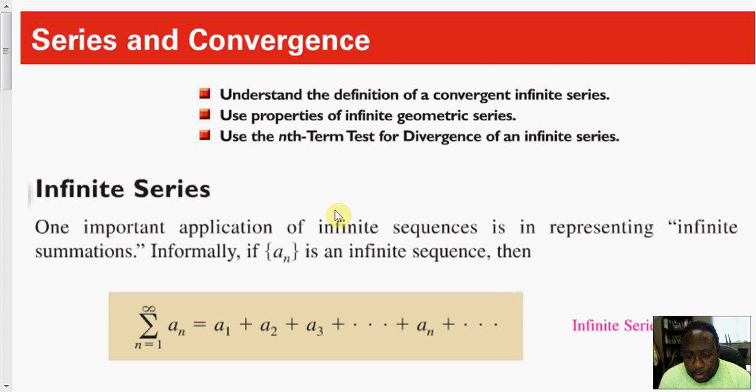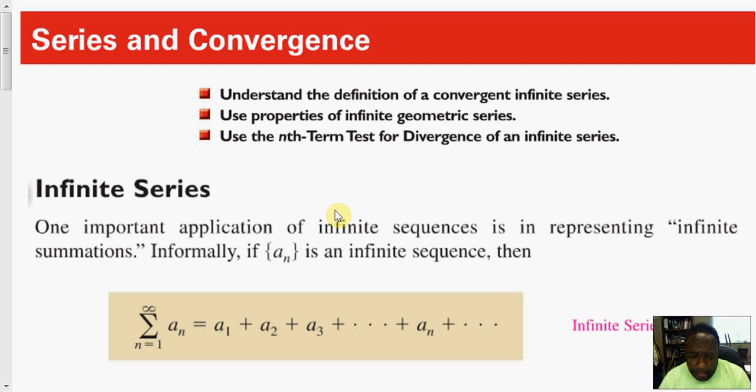Series and convergence. In this section, we talk about first the definition of a series and how it is possible for a series to converge or diverge for that matter. And then we look at three very important series. One, the telescoping series. Secondly, the geometric series. And then we talk about how to apply the nth term test for divergence for an infinite series.